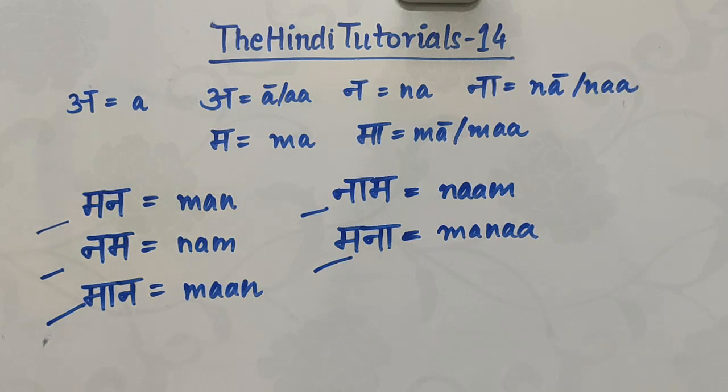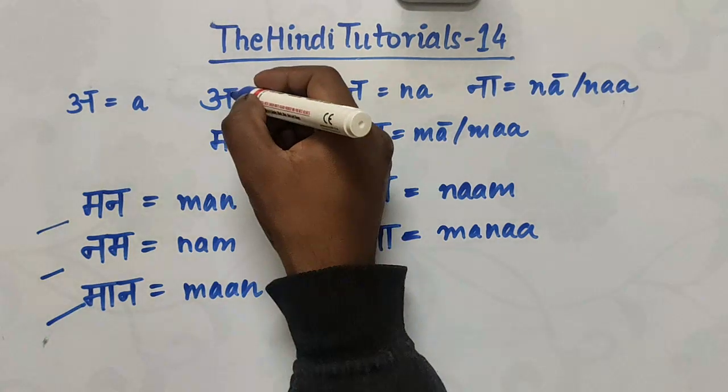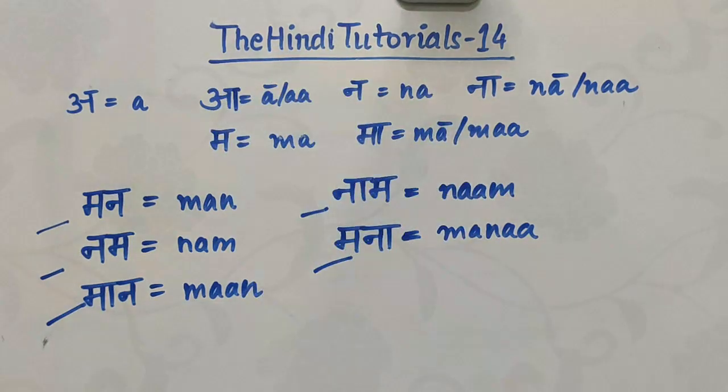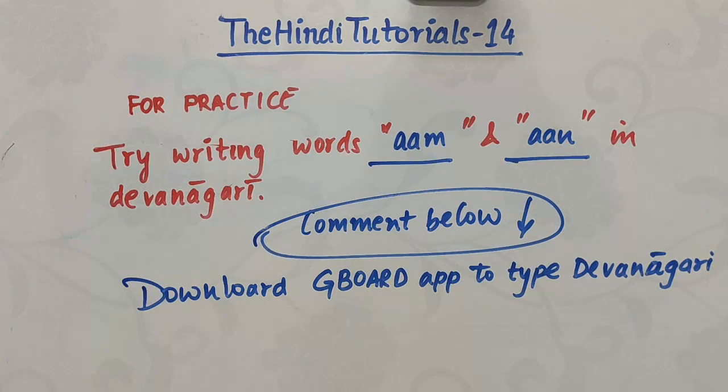ठीक है? We learned 4 alphabets. A, N, M. And we also learned writing simple words. The biggest benefit of learning to write is that you will be able to pronounce better. You will be able to differentiate between similar sounds, and therefore you will be able to speak better.